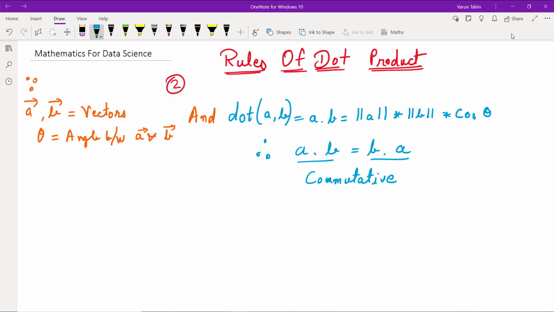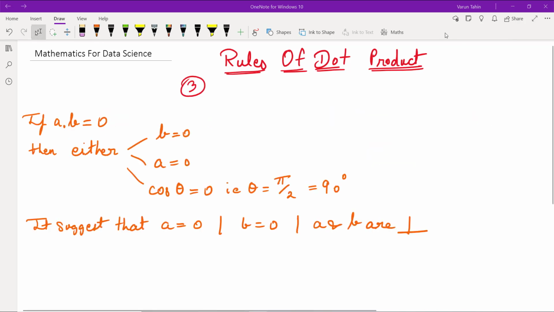Let's say A and B are vectors and theta is the angle between A and B, and as we know, the dot product of A and B is represented by the product of their magnitudes multiplied by the cos of the angle between them. So this will be exactly equal to the magnitude of B into the magnitude of A into cos theta, and therefore A dot B is equal to B dot A.